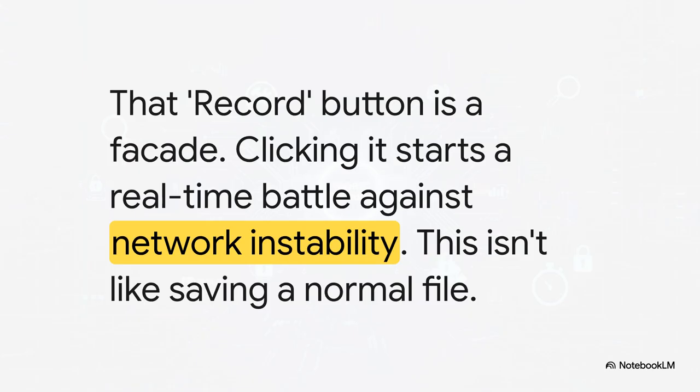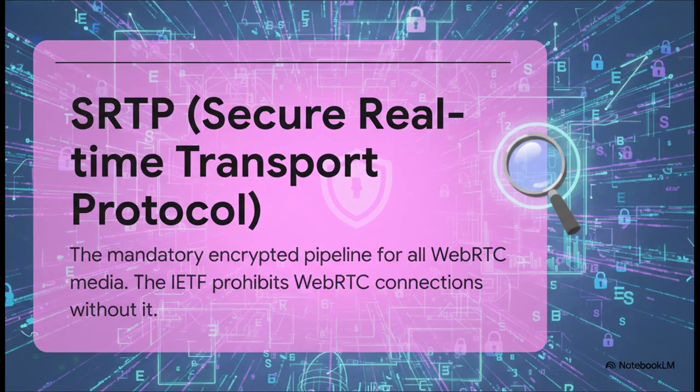The second you click it, you're kicking off this insane, real-time battle against network instability. This isn't like saving a Word doc, not even close. It's more like trying to catch lightning in a bottle. See, under the hood, every single packet of media is being encrypted and secured as it flies across the internet. And get this, the folks who write the rules for the internet, they actually prohibit WebRTC connections that don't have this level of encryption. It's not optional, it's a mandatory security layer.